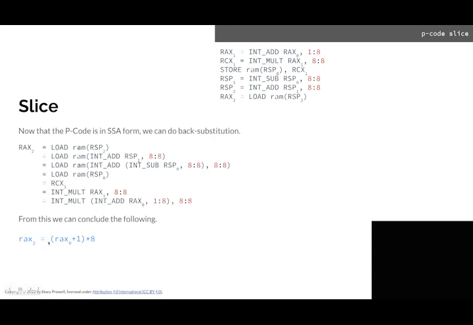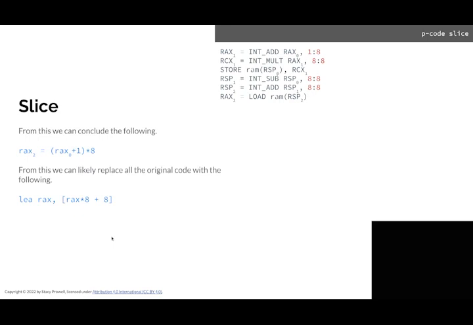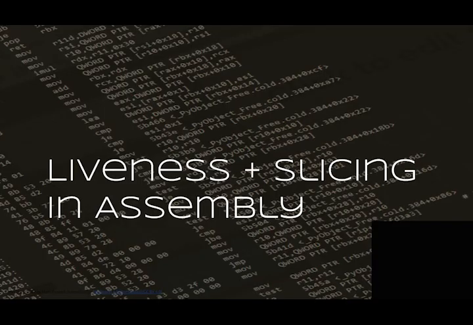I can write it like this, or I can write it in assembly like this. So I can replace all that original code with this LEA RAX and then the value of RAX times 8 plus 8. There you go. That's how this works. We sliced on semantics, and that let us figure out something interesting about the program.